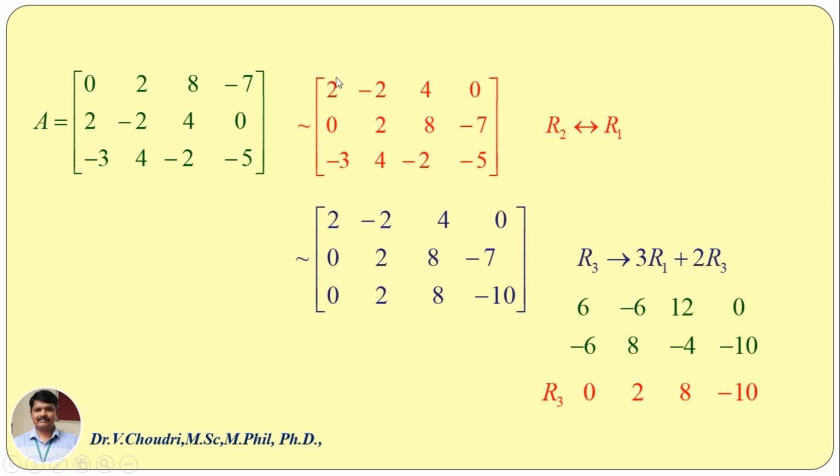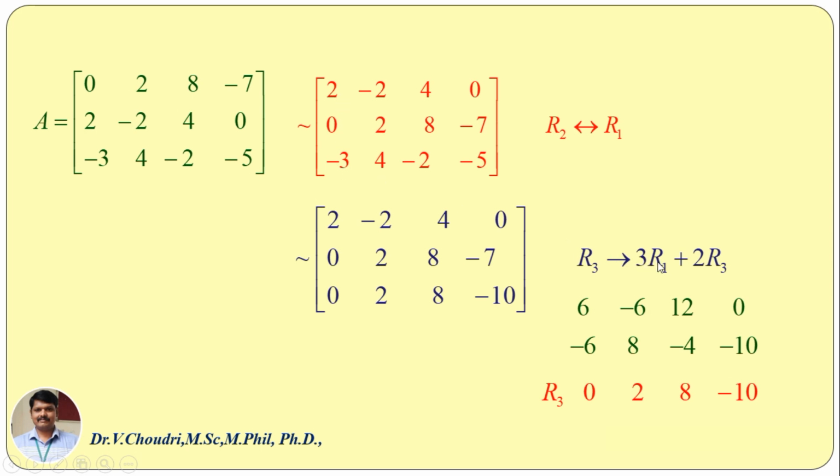Below this pivot element 2, this entry is 0, but we have one more term, minus 3. We need to make minus 3 as 0. So using the elementary row transformation, I make this R3 as, in spite of making minus 3 as 0 directly, I have to multiply 3 in this first row and multiply 2 in the third row. What happened here? 6 and here minus 6. We add 6 and minus 6, the answer comes 0.